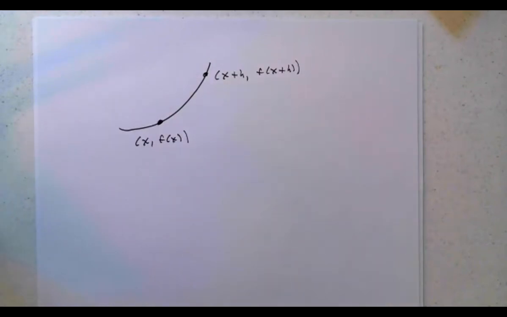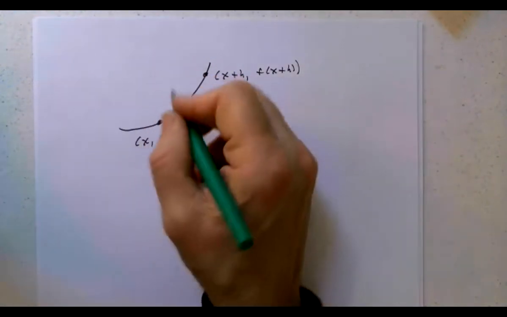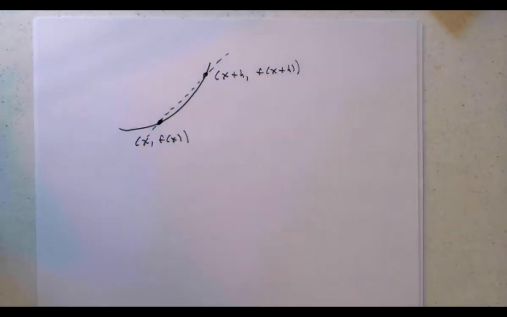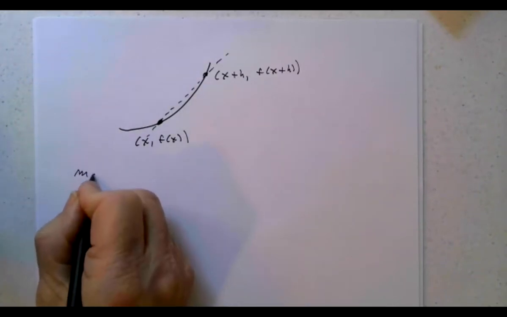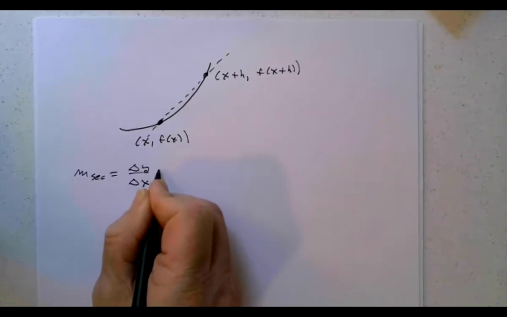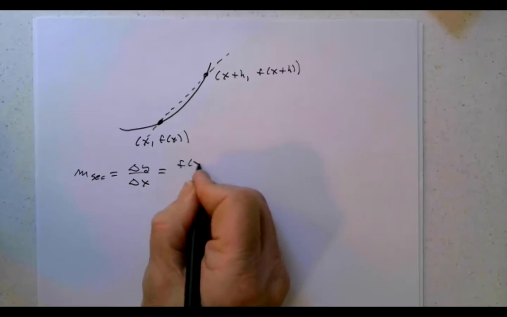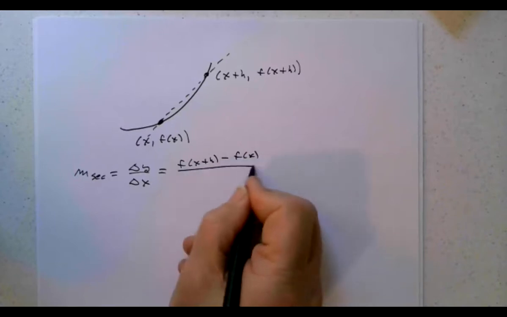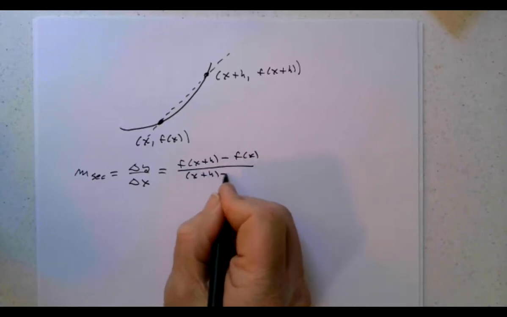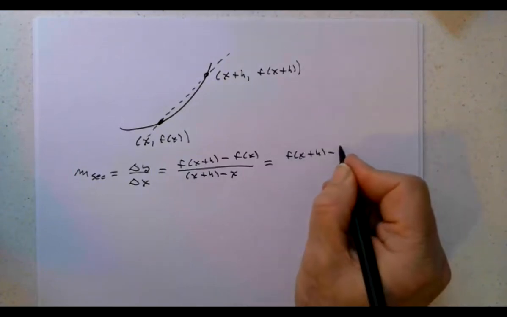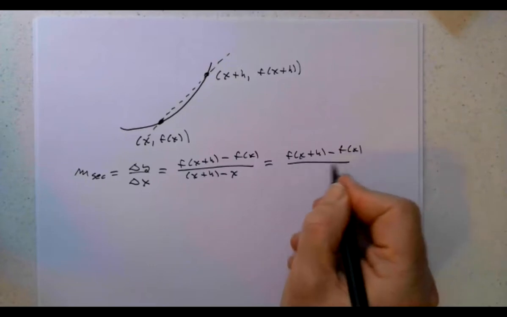So the secant first, remember, the secant intersecting the curve, not necessarily while approximating it. This is the secant, right? So the slope of the secant, I'll use m for slope. Slope of the secant is change in y over change in x, which would be f of x plus h minus f of x over x plus h minus x, which gives us f of x plus h minus f of x all over h.